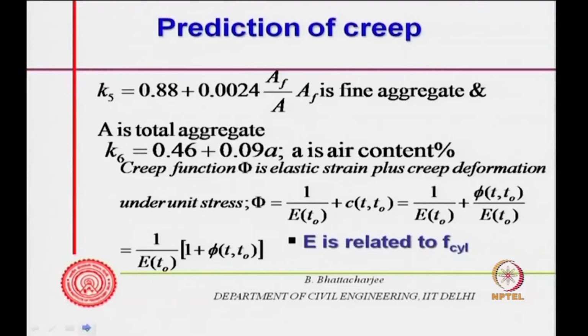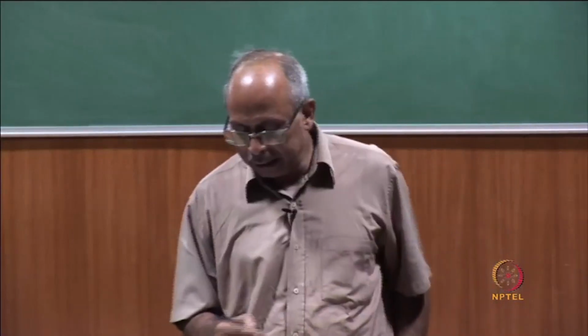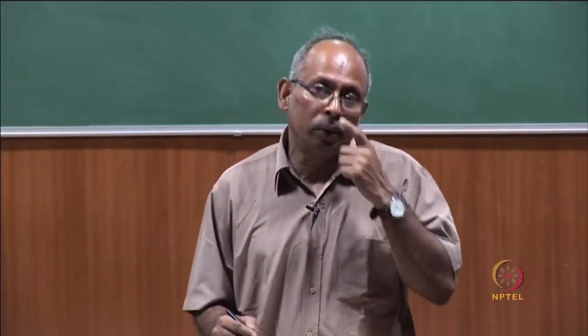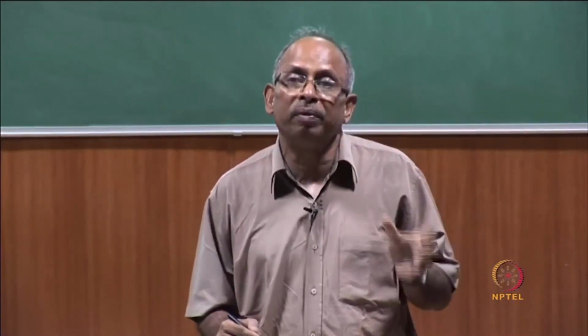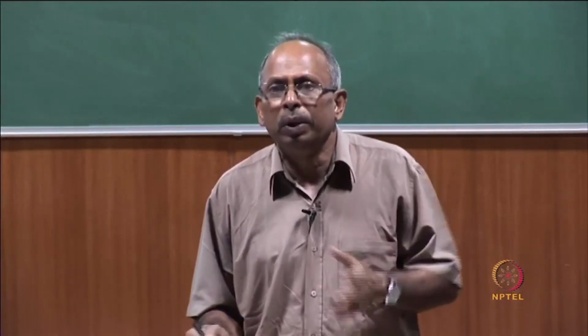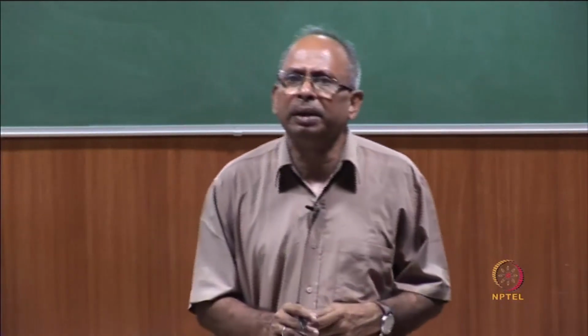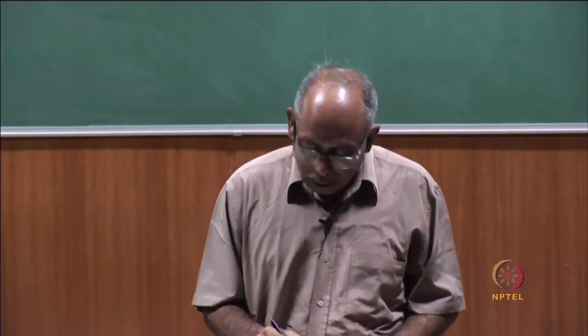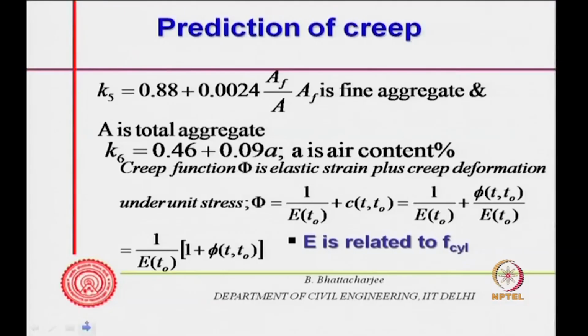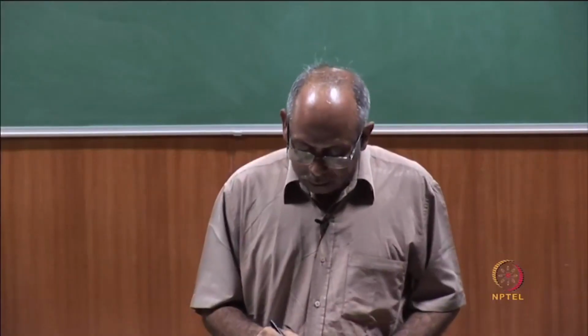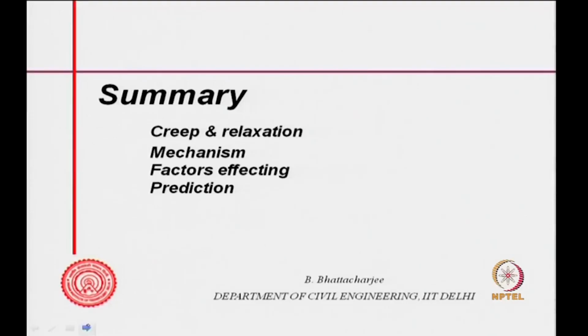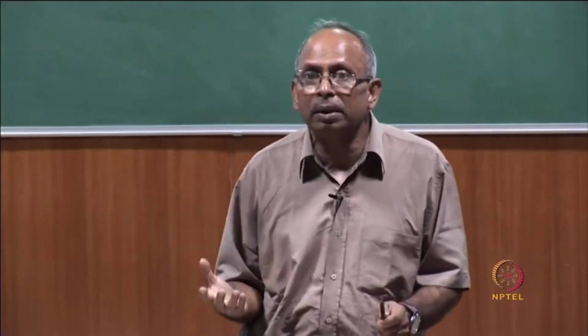E is related to cylinder strength, because we know it is 5000 under root fck, the IS formula, and one can obtain this. So, that is how we can predict the creep function, which is for unit stress, at any time t. So, that is prediction of creep. We will have more of the prediction of creep in the next class.